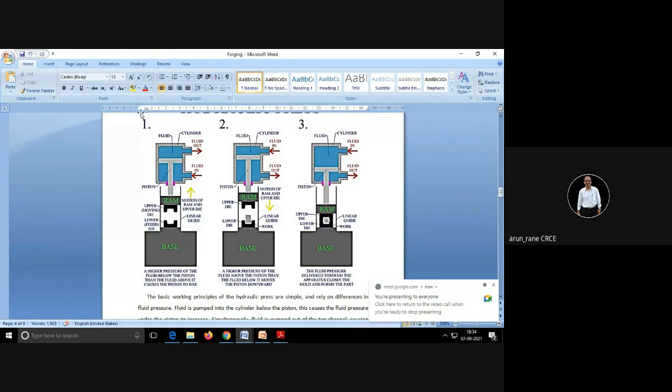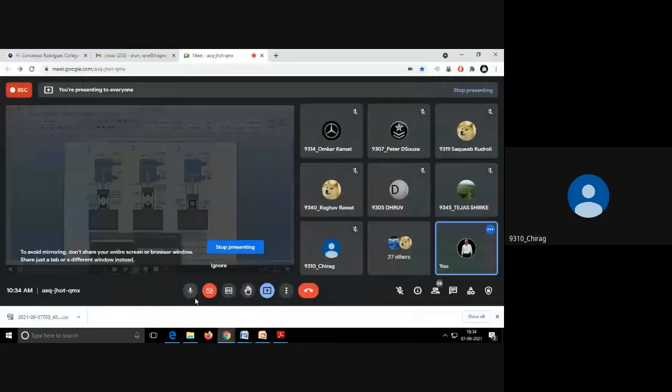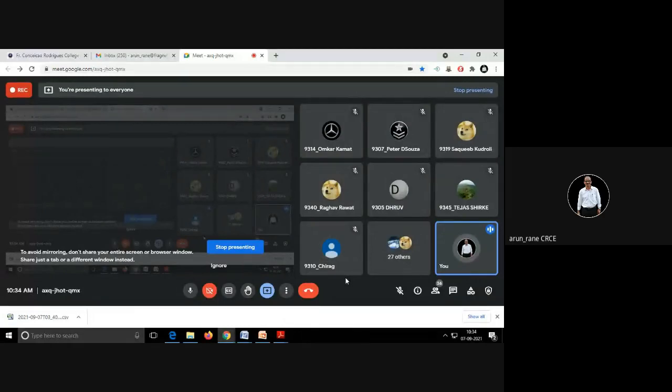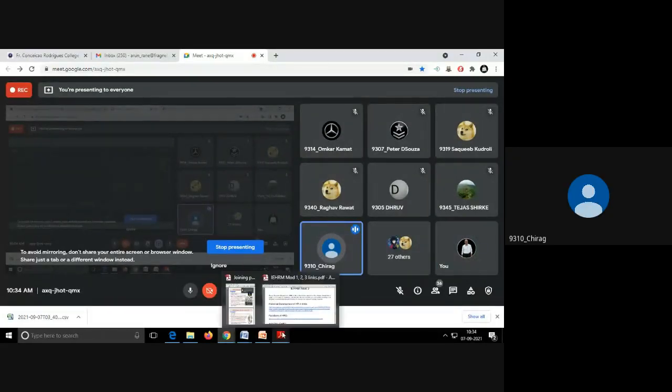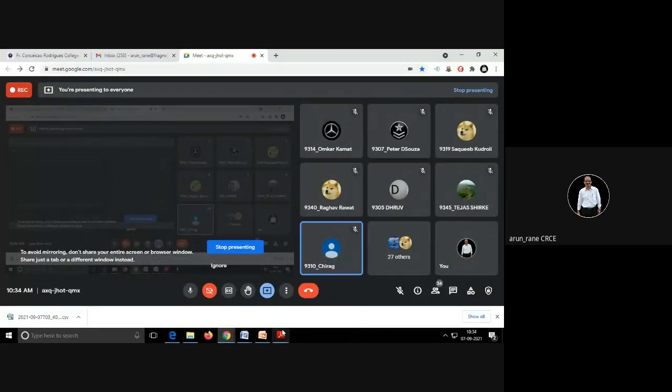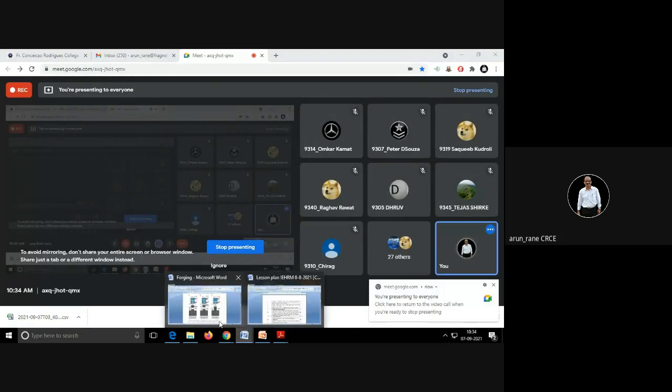In this figure 1, will the ram move upward or downward? Down, sir. Speak loudly. Down, down. Down. Who is this? Chirag, is it? No, sir. So I think it will move up.